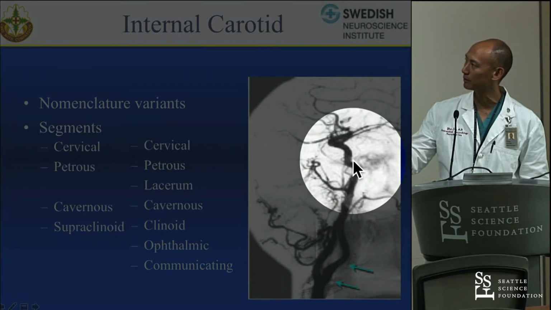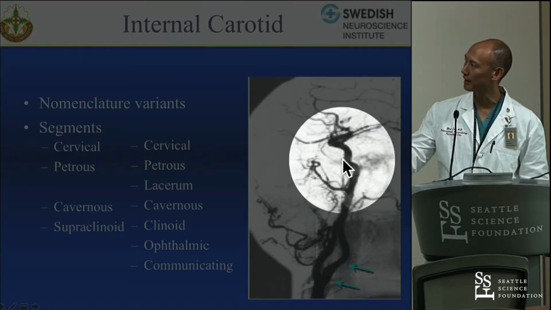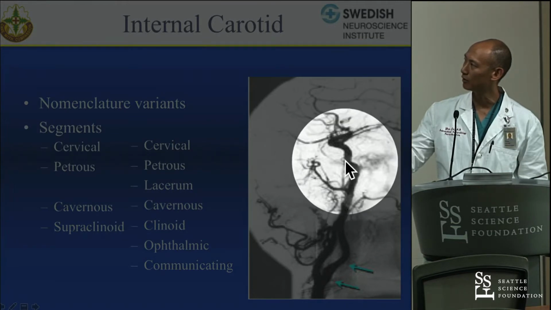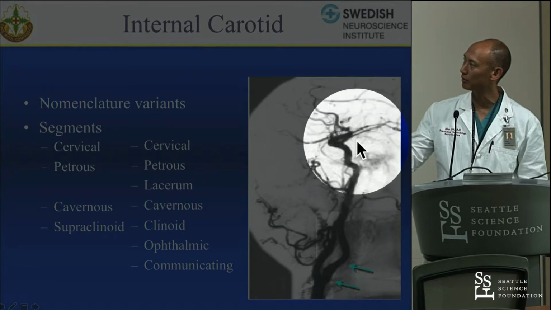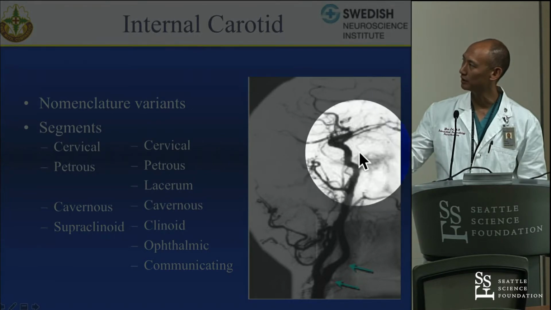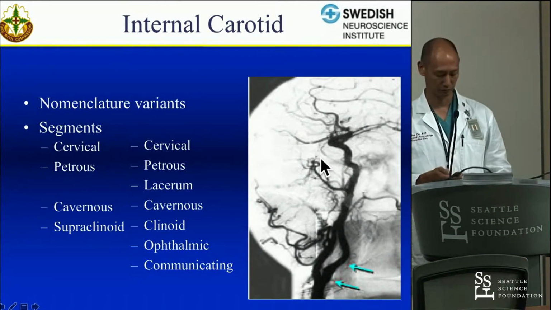And then in the vertical segment, if you were to divide that in half, that's where the petrolingual ligament would exist, and therefore divide the petrous segment from the cavernous segment. And then there's the posterior genu of the cavernous carotid.